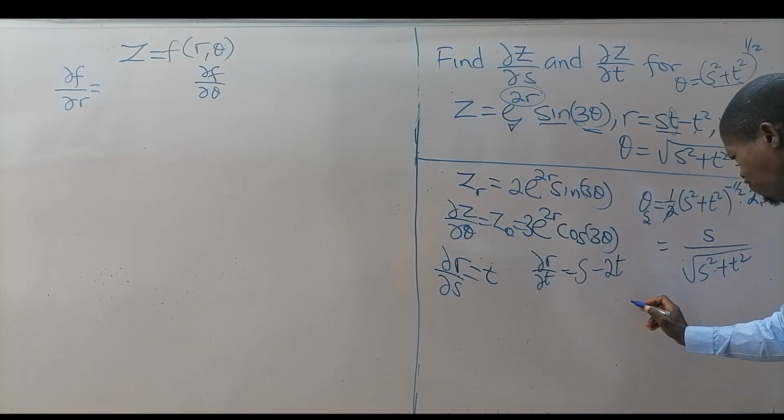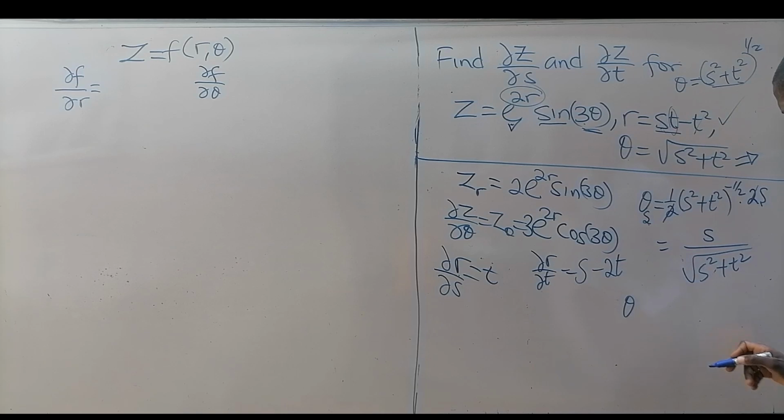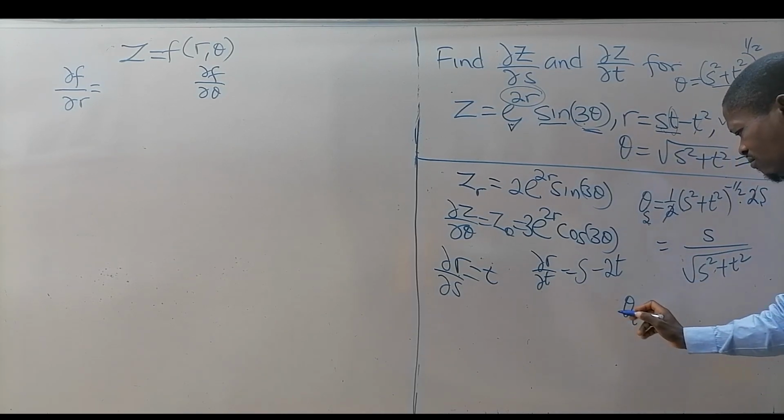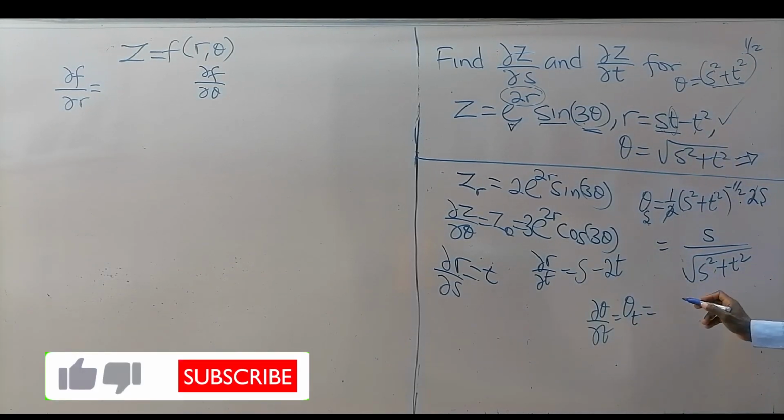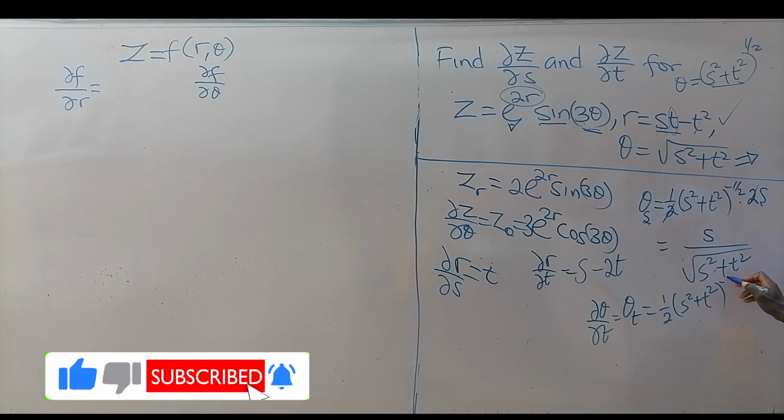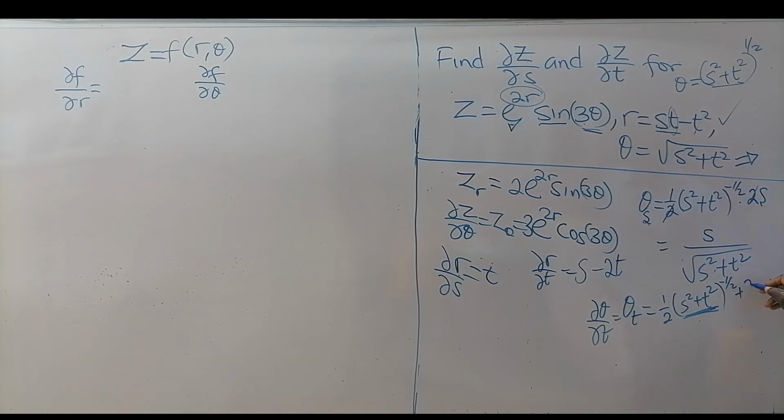Can we also get del theta del t? Differentiate that with respect to t is going to give you half come to the front, x squared plus t squared, the power minus 1, that's minus half, times the derivative of the base, 2t. So these two cancel. So we have t over square root of x squared plus t squared.